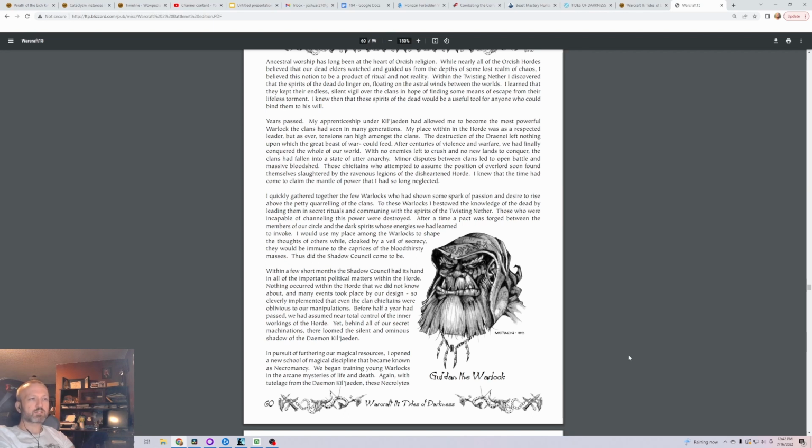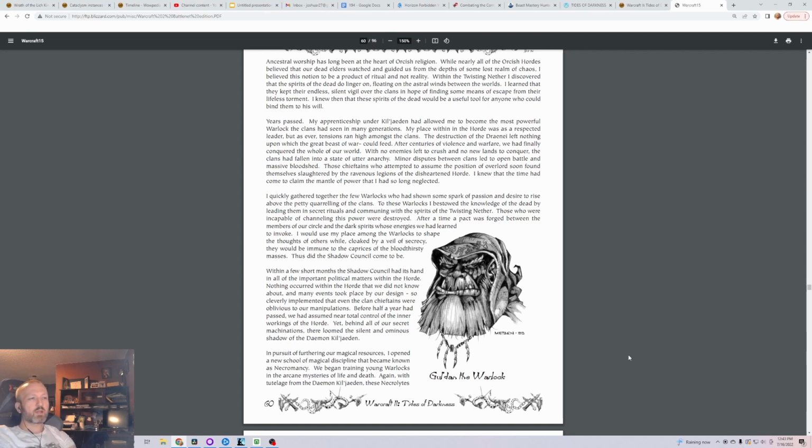Within a few short months, the Shadow Council had its hand in all of the important political matters within the Horde. Nothing occurred within the Horde that we did not know about, and many events took place by our design, so cleverly implemented that even the clan chieftains were oblivious to our manipulations. Before half a year had passed, we had assumed near total control of the inner workings of the Horde. Yet behind all of our secret machinations, there loomed the silent and ominous shadow of the demon Kil'jaeden.